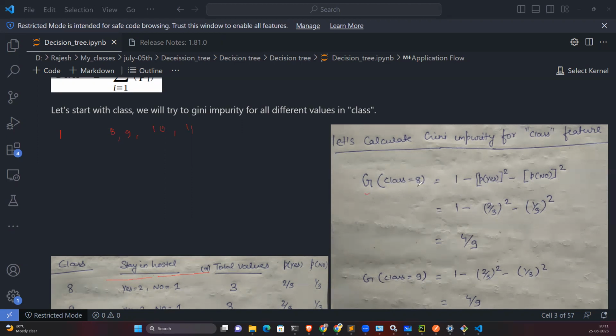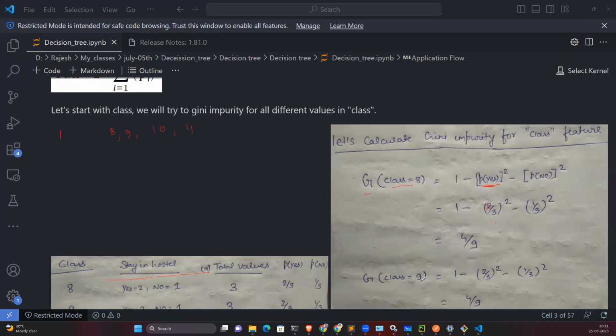So we are going to calculate the Gini impurity, and this is the formula: 1 minus the summation of the probabilities squared. So similarly, 1 minus the summation of the probability of yes, which is 2 by 3, and the probability of no, which is 1 by 3, because 1 is not staying in hostel out of a total of 3. So we can calculate the Gini index for class 8.